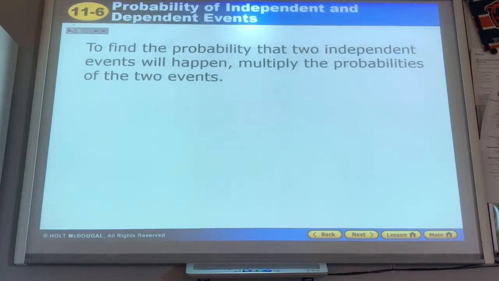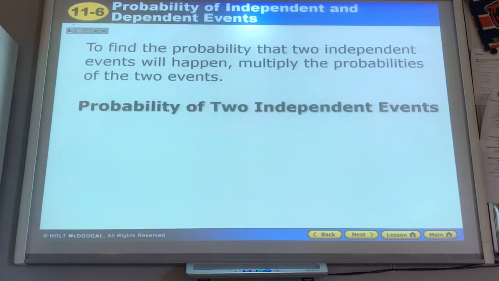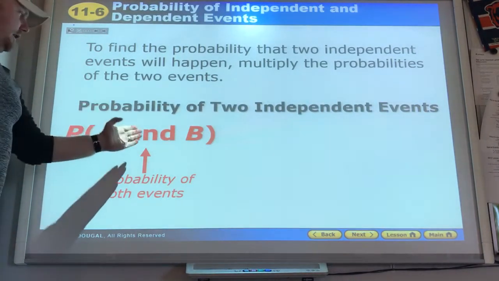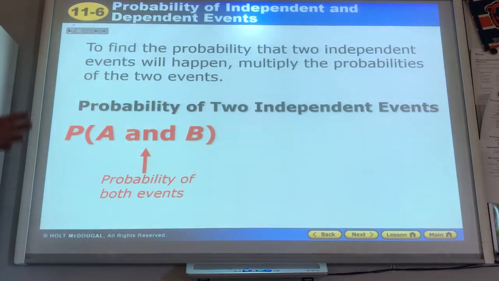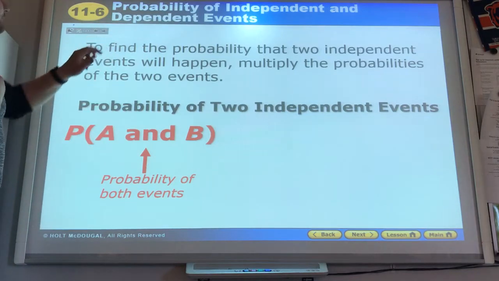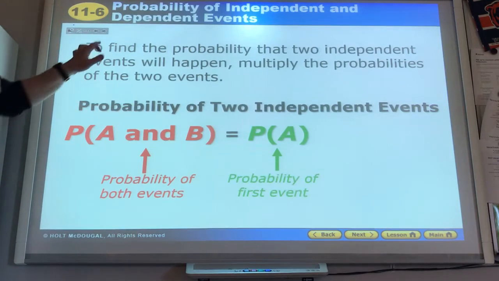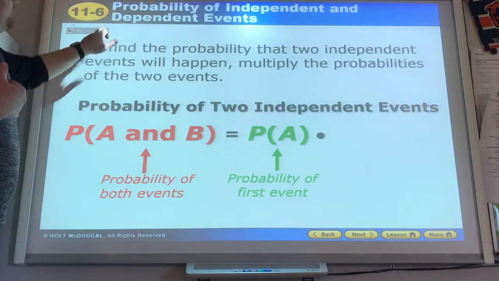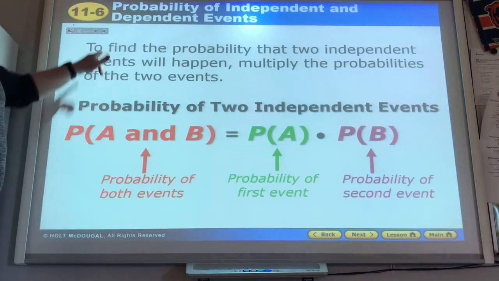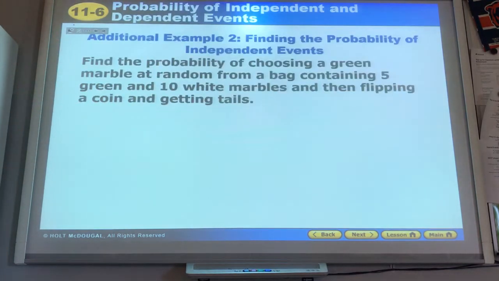To find the probability of 2 independent events that will happen, you multiply the probabilities of the 2 events. All right? Probability of 2 independent events. Probability of A and B. The probability of both events happening has to be multiplied. Okay? Equals probability of A times the probability of B. They're going to be in fractions. That would be my suggestion.